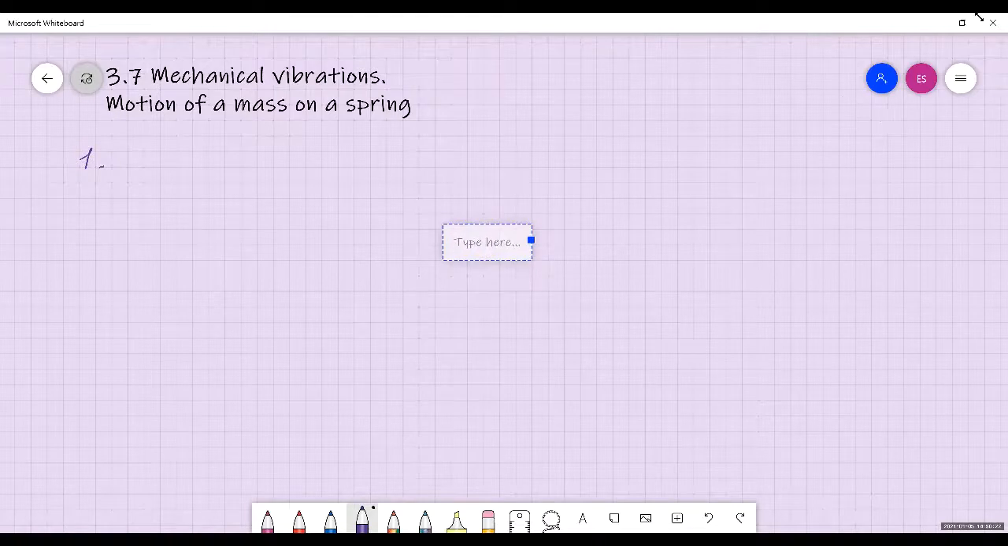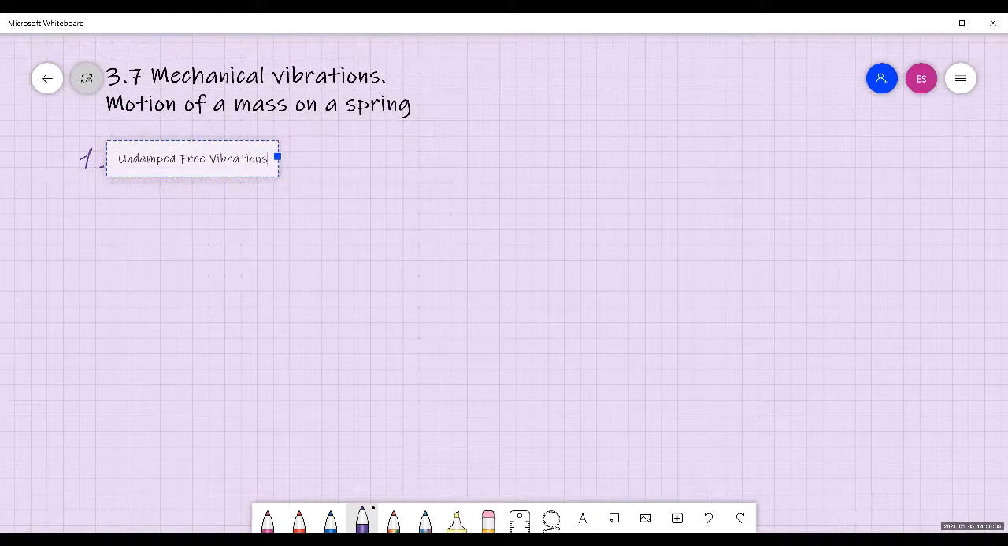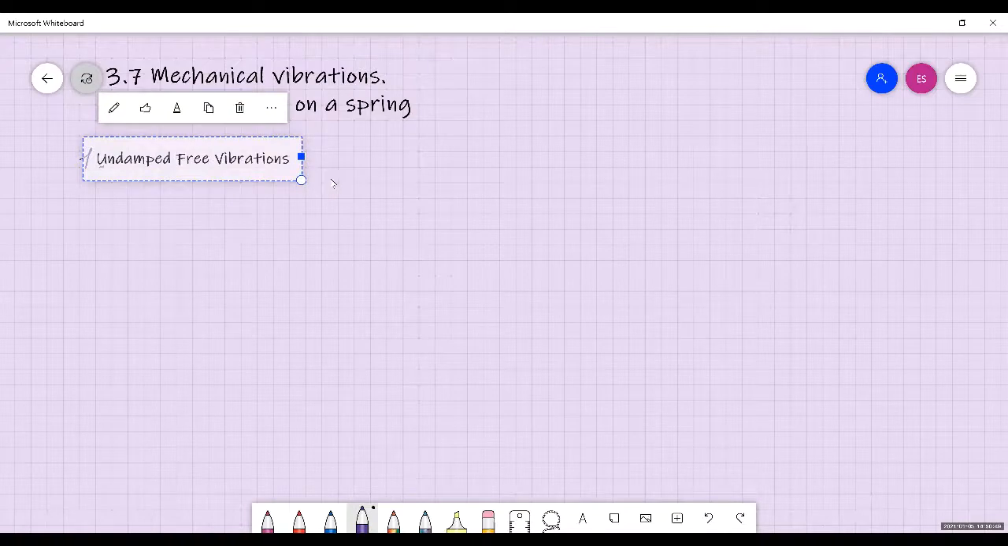Let me put text here. And so, first case. Usually the question is, well, first, what is undamped? Second, what is free? Free of what?